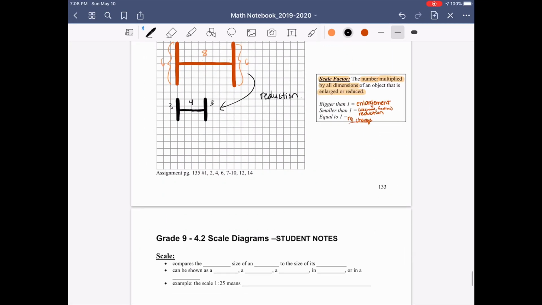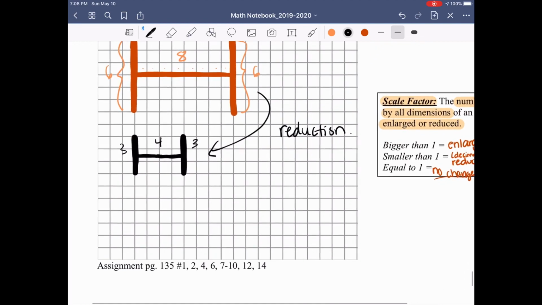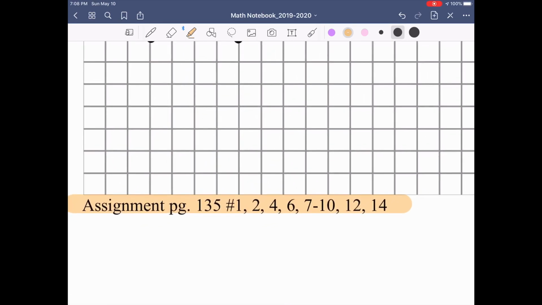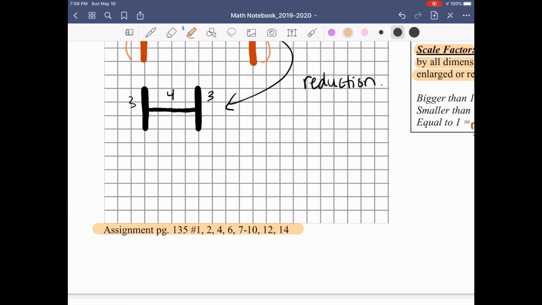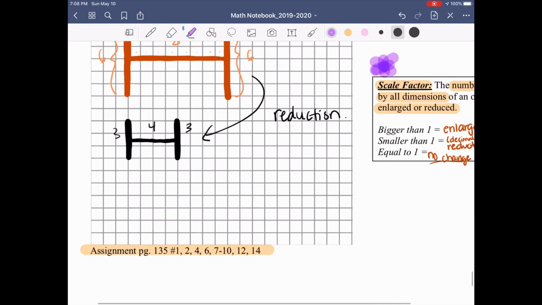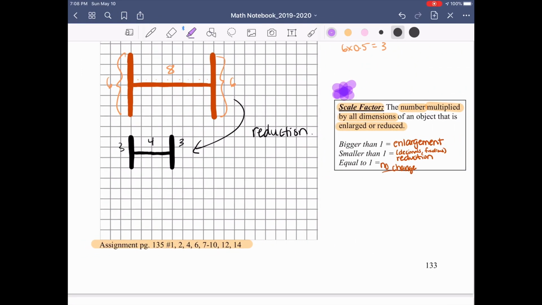Okay? So that's it for 4.1, just these definitions of enlargements and reductions. Your assignment from your textbook is right here to give you guys some practice with scale factors. This isn't enough practice, so you really need to go into your textbook and get that practice. Scale factor is the most important definition in the whole chapter, so you need to make sure you understand it. So please make sure you do these textbook problems to help you, and make sure you remember that a scale factor bigger than 1 is an enlargement, smaller than 1 is a reduction, equal to 1 means no change.